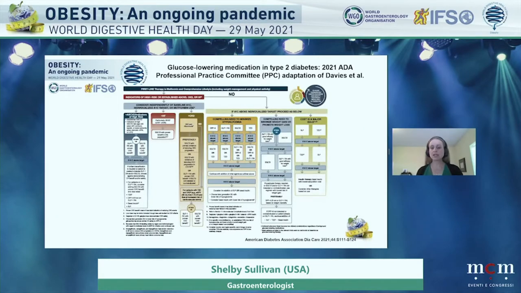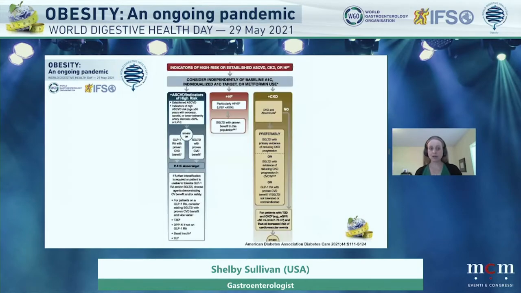So this is a very busy slide, but essentially this goes over the algorithm that the American Diabetes Association recommends for the treatment of patients with diabetes. The first-line therapy for any patient with diabetes in America, the recommendation is to start off with metformin. The next therapies, though, really depend on patient characteristics, and we're going to talk about this in this next box that I've highlighted here in a little bit more detail.